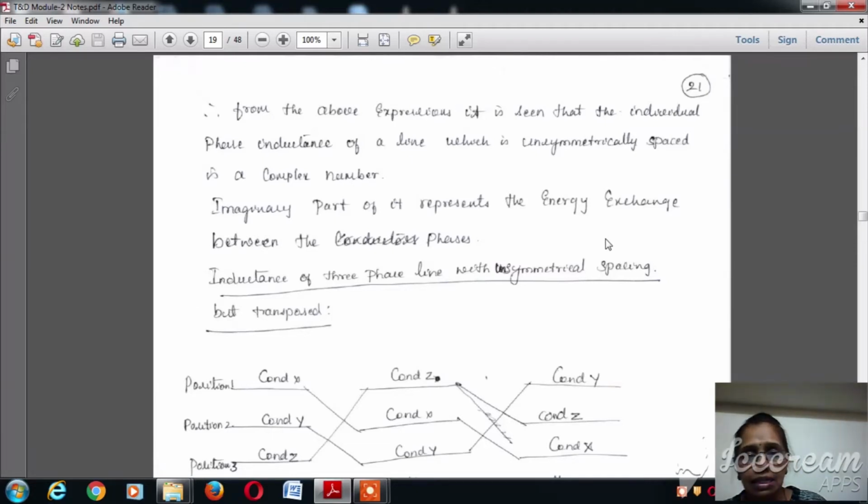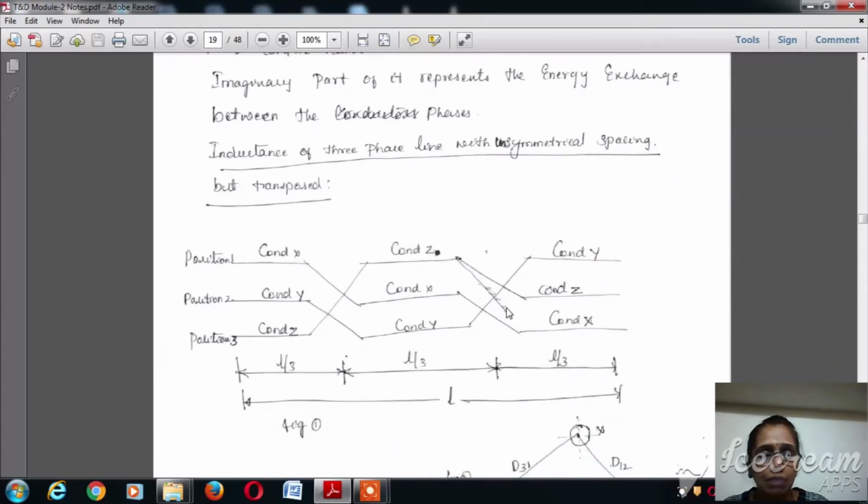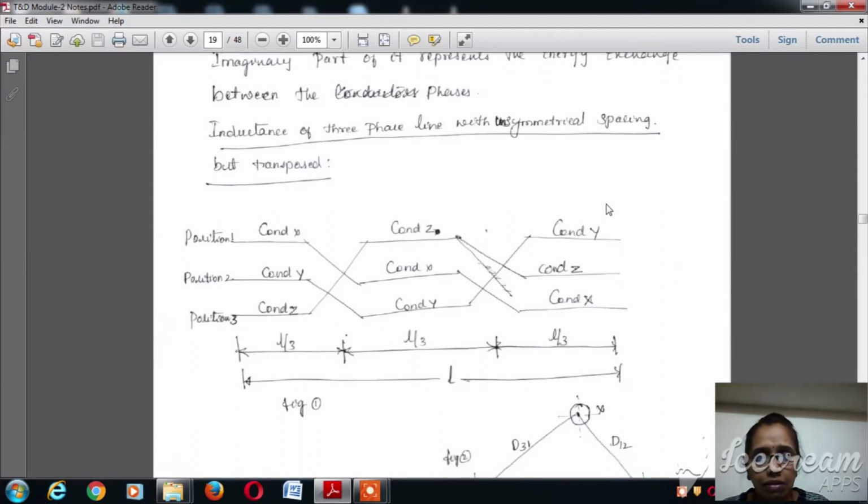Now, after considering the three phase lines with symmetrical and then unsymmetrical spacing, we can go for the inductance of the three phase line with unsymmetrical spacing, but transposed. Before going further, I would like to emphasize the term transposed. Transposed transmission lines are nothing but transmission lines which come back to the original position after the transposition.